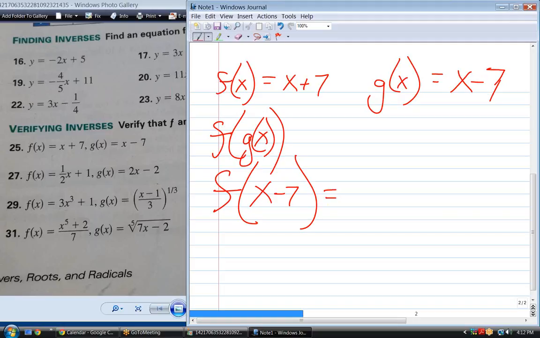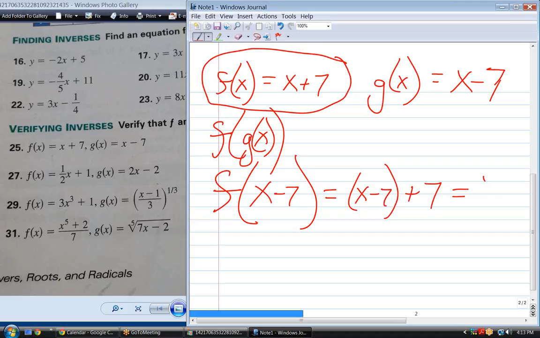X squared. No, you're going to plug in x minus 7 for x. In other words, the same rule: whether it's a variable or a number, whatever is in the parentheses gets plugged in for x. So, is it x minus 49? No. I'm going to plug in x minus 7 for x. Now I'm going to add 7. Right, so just x. That's what we're looking for. That's equal to x.